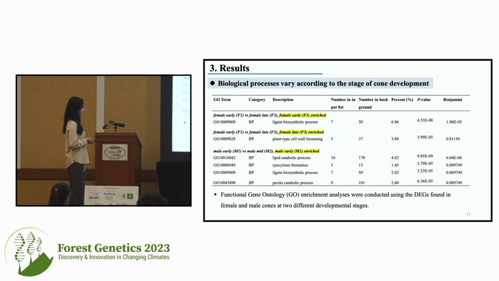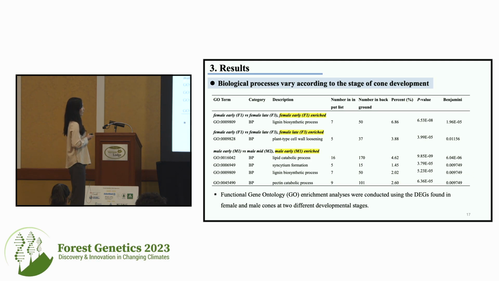Functional GO enrichment analyses were conducted using the DEGs found in female and male cones at 2 different developmental stages. In female early versus female late, lignin biosynthetic process was significantly enriched in early female cones, and plant-type cell wall loosening was enriched in late female cones.